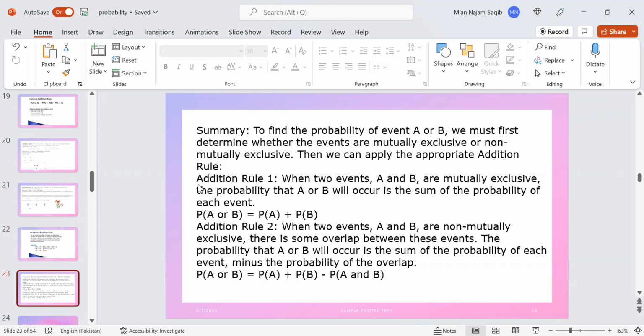So in short, to find the probability of an event A or B, we must first determine whether the events are mutually exclusive or non-mutually exclusive, and then we can apply the addition rule. Addition rule number 1 states that when 2 events are mutually exclusive, the probability that A or B will occur is the sum of the probability of each event, which is simply the probabilities of A and B added. Addition rule number 2 is that when 2 events A and B are non-mutually exclusive, there is some overlap between these events. The probability that A or B will occur is the sum of the probability of each event minus the probability of the overlap, which I demonstrated in the example of the girls getting an A grade.